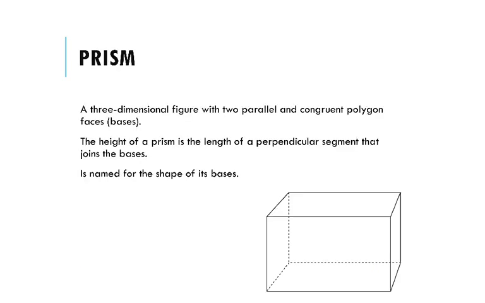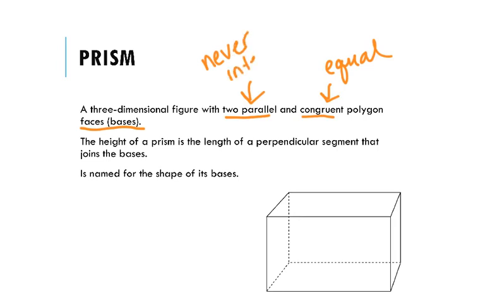So we're going to get into a few different three-dimensional figures. The first one that we're going to talk about is a prism. A prism is a 3D figure with two parallel, congruent polygon faces or bases. So it's two parallel and congruent. Remember, congruent means equal, and parallel means never intersecting. So they're never going to intersect and they're going to be equal.